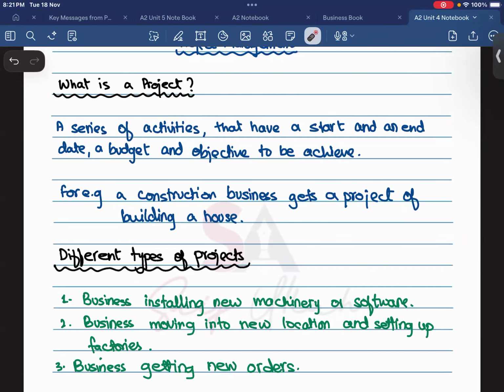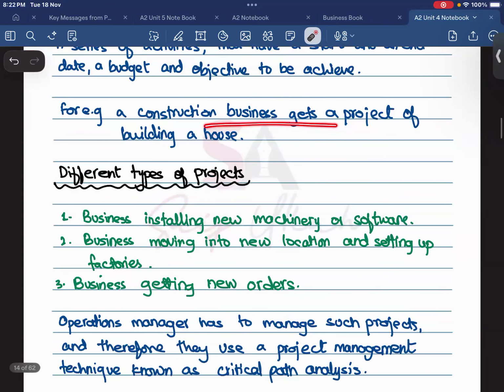Usually operational planning is very necessary for businesses because they need to use their resources efficiently and complete the activities on time. For that, businesses use project management techniques in order to complete projects on time. A project can be defined as a series of activities that have a start and an end date, a budget, and an objective to achieve.